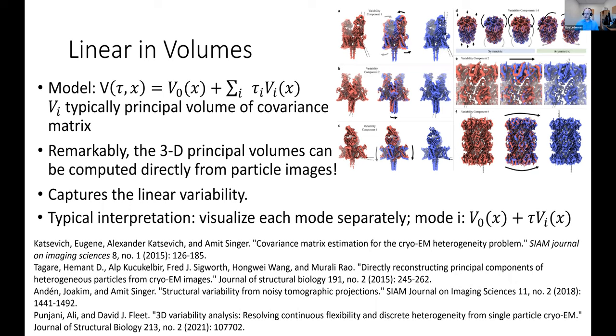The typical interpretation that people use for this is they try to visualize each mode separately. They would take, what is mode number one? Okay, let's take the mean plus tau ranging from, say, minus one to one, multiplied by the first principal volume. And they would have this movie showing this volume with tau changing from minus one to one, and then they would move on to the next mode and do this there. So let's look at what this looks like.